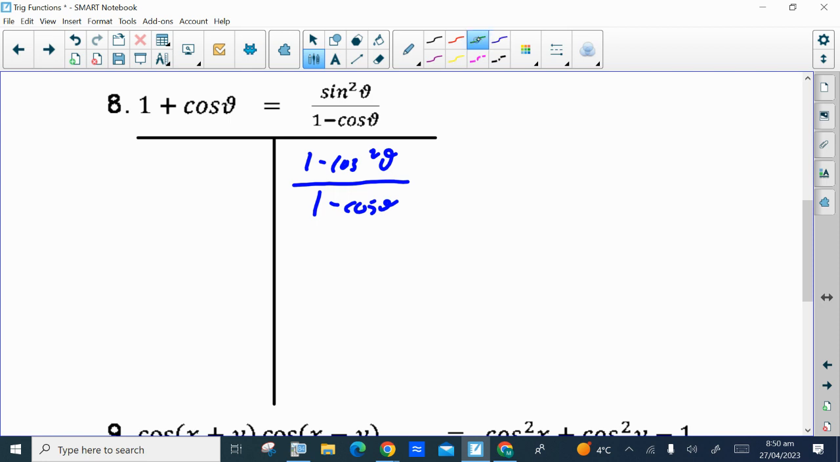So by changing the top to 1 minus cos squared theta, you've made it into an expression that you can factor. That is a difference of squares. Remember, a difference of squares is where you have two terms, both are perfect squares, minus sign in between. The square root of 1 is 1. The square root of cos squared theta is cos theta. One's a plus, one's a minus.